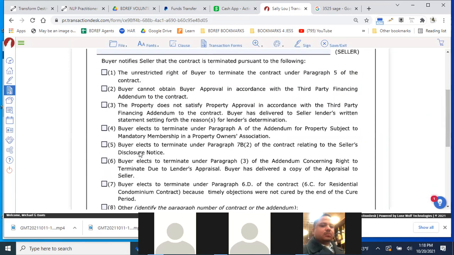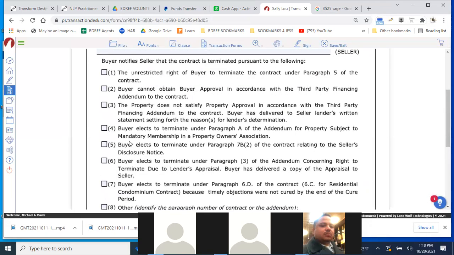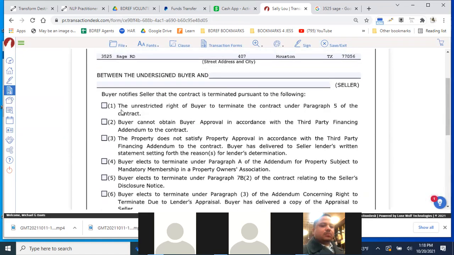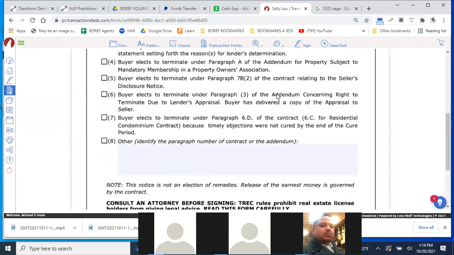So even if you're terminating as it relates to your option period, right here, that's number one: the unrestricted right of buyer to terminate the contract under paragraph 5 of the contract, which is the option period. Or if you can't obtain approval according to the third-party financing addendum. It doesn't satisfy property approval as it relates to the third-party financing addendum. HOA, right here. That's why you've got to have that addendum in place, because if you're terminating under that, this is where it notifies. Paragraph 3 of the addendum concerning rights to terminate due to lender's appraisal.